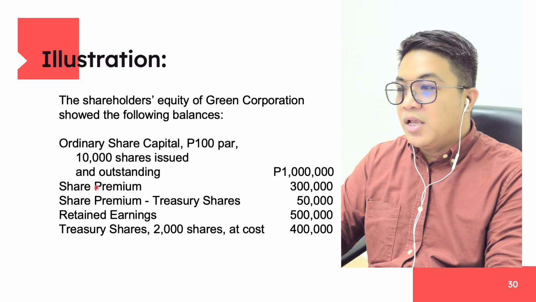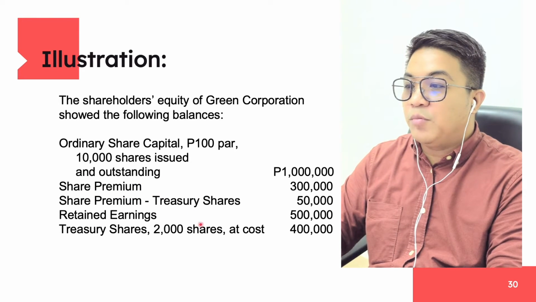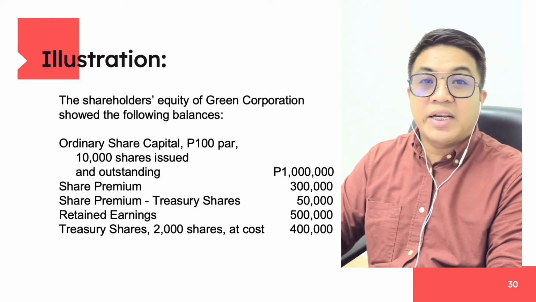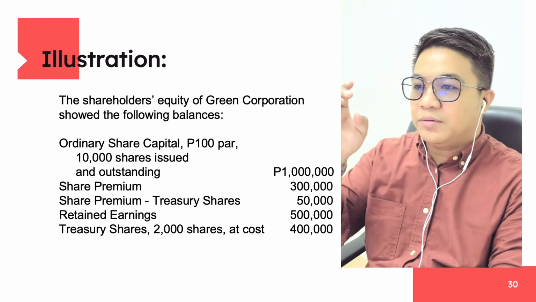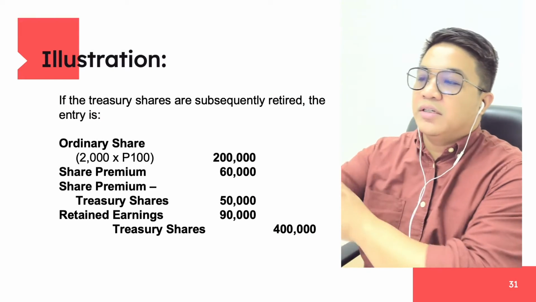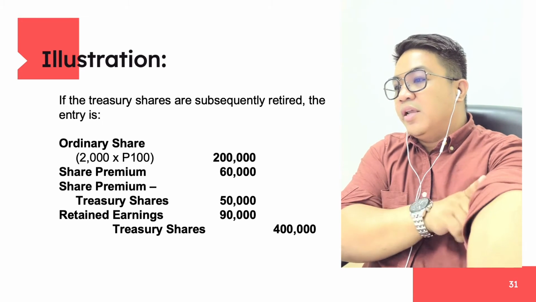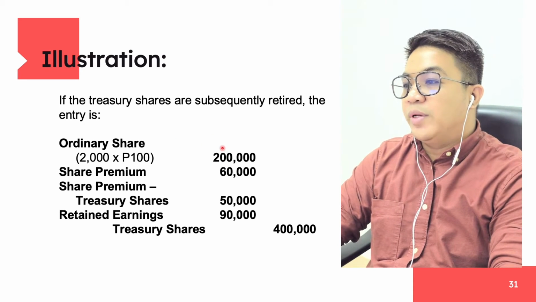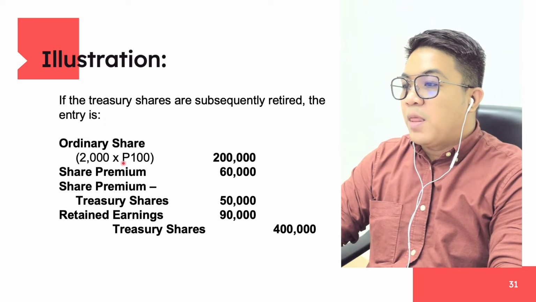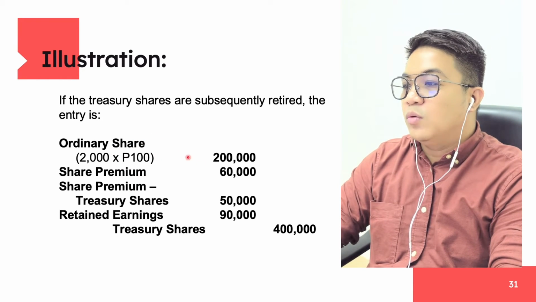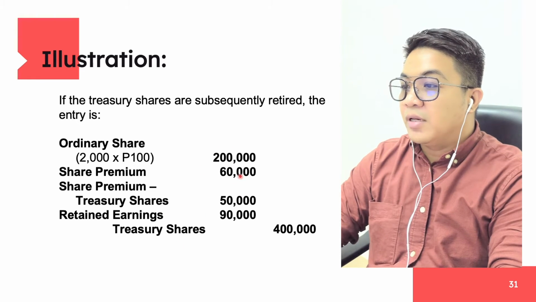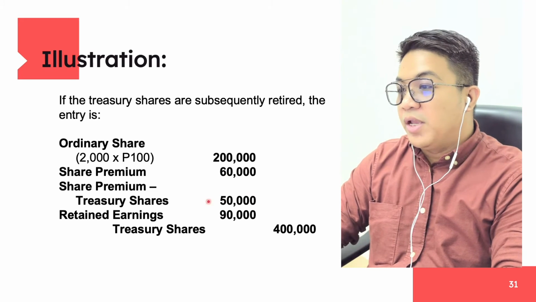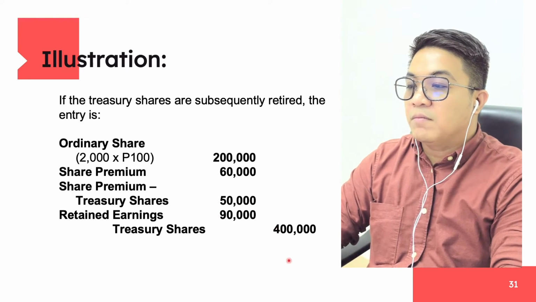As you can see, we have this share premium and also share premium dash treasury shares, and also we have this 500,000 na retained earnings. So ano yung entry natin? Okay, to illustrate, if the treasury shares are subsequently retired, okay, the entry is lahat ng ordinary share na related doon sa treasury share, we will debit it at the par value of that shares, no? And also, i-exhaust muna natin lahat ng share premium na related to that, and also yung treasury shares na share premium. And yung difference nun, na 90,000, okay, 400,000 kasi, no?